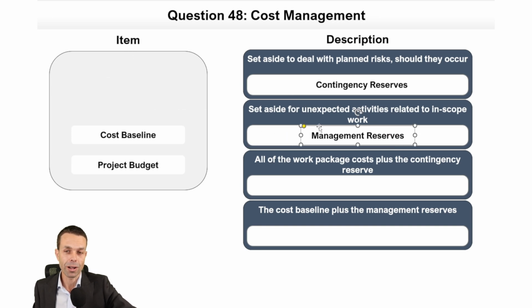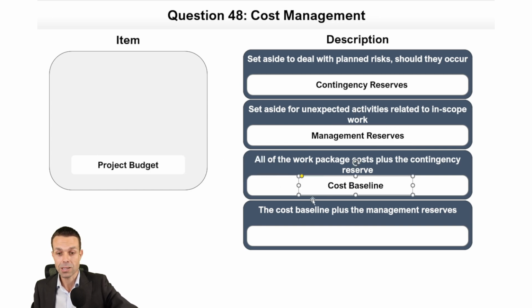And you don't often find these in the real world. Sometimes budgets just don't have this. But it is a nice thing to have as a just in case or as a final Hail Mary if you need more money to come through. All of the work package costs plus the contingency reserve is our cost baseline. And then all of the cost baseline plus the management reserves become our project budget overall.